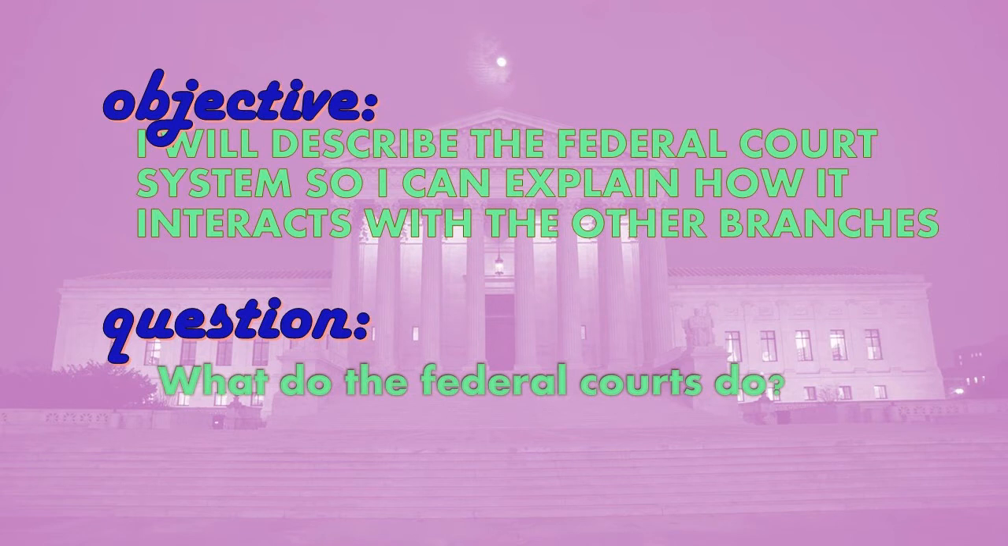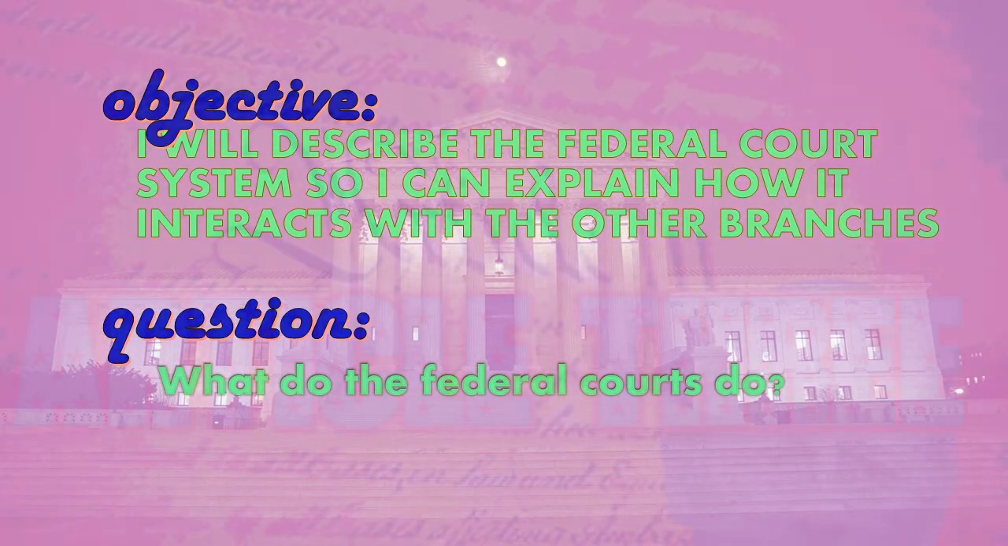And we want to make sure that we can do all these things because we have to explain how the judicial branch interacts with the other branches. So basically today we'll be answering the question of what do the federal courts do, and we'll be spending the next several days talking about the courts, what they've done in the past, what they do now, and how they impact the other branches. All right, so let's start.